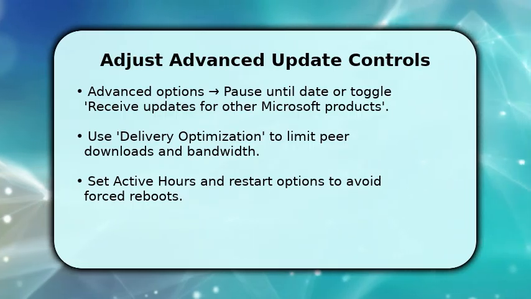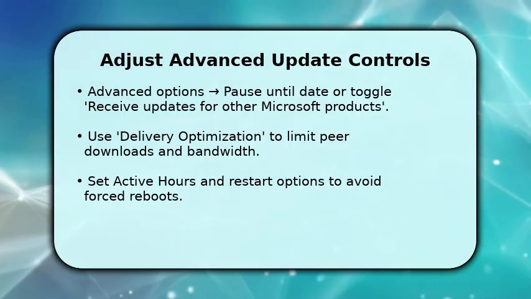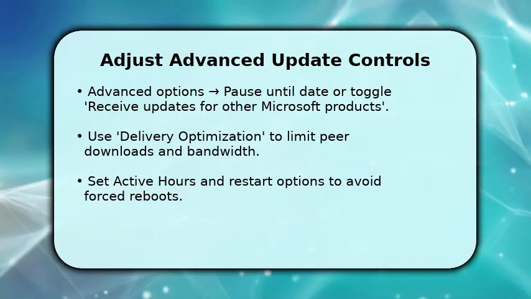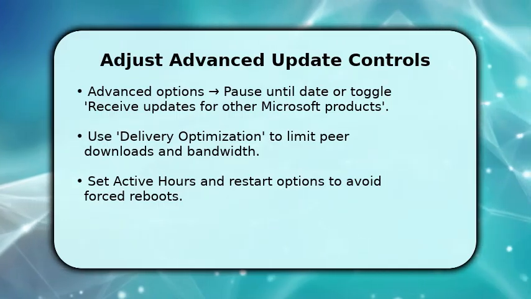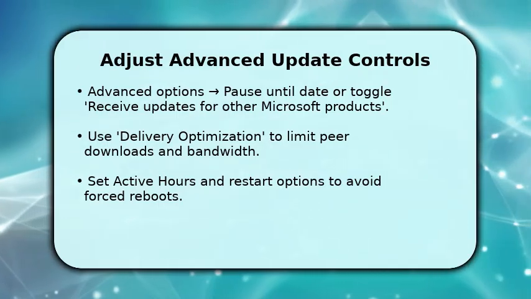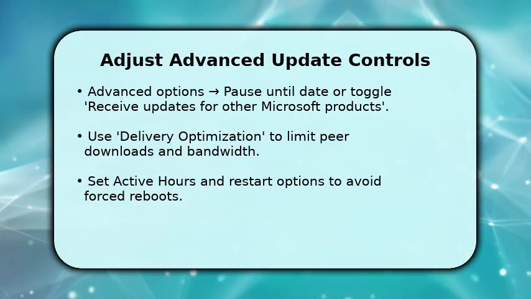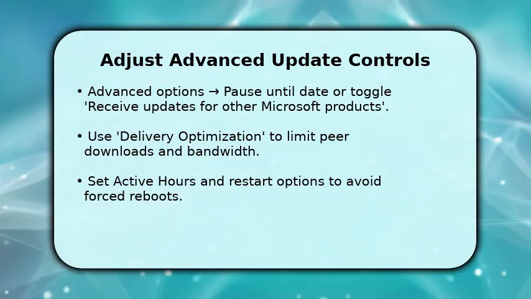Next, open Delivery Optimization and set it to PCs on my local network or limit bandwidth so updates won't auto-download aggressively. Also set active hours and change Restart for a more permanent block on Windows Update.